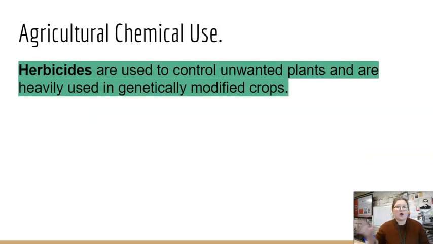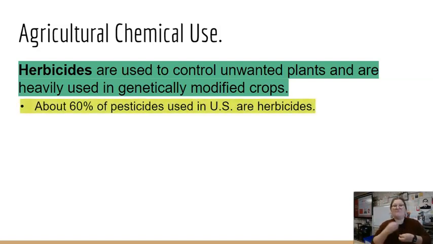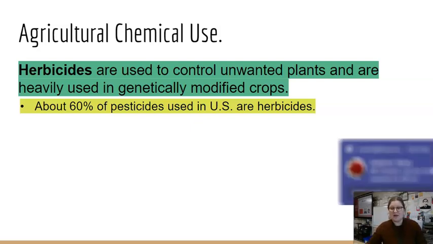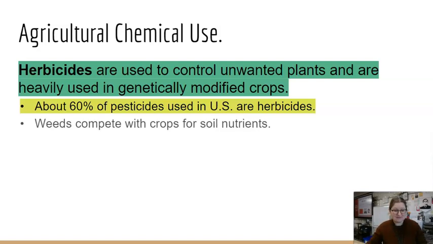So herbicides, remember, are for controlling unwanted plants, and they're heavily used in genetically modified crops. We're going to talk about GMOs and the good, the bad, the ugly that comes with them in Lesson 4. But herbicides are used tons on GMOs because those GMOs are modified to survive the herbicides. About 60% of pesticide use in the U.S. are herbicides. So 60% of pesticide use is just to kill plants specifically.